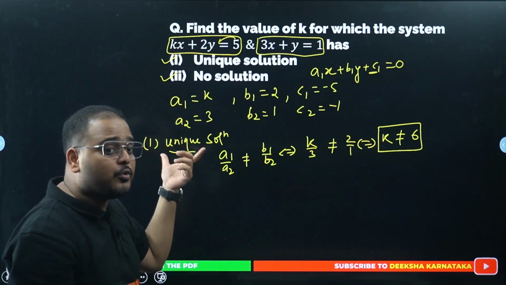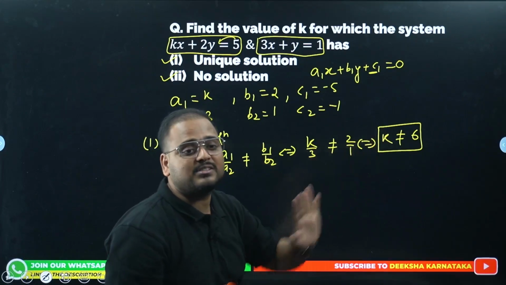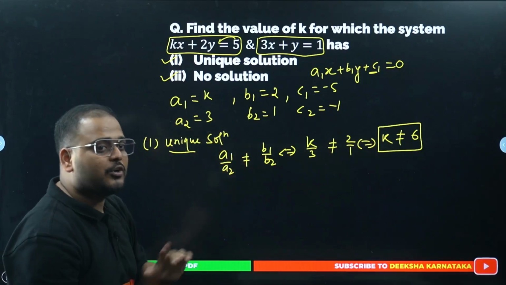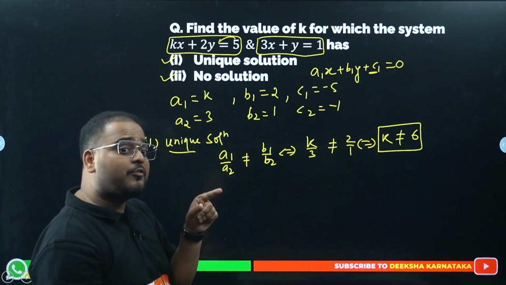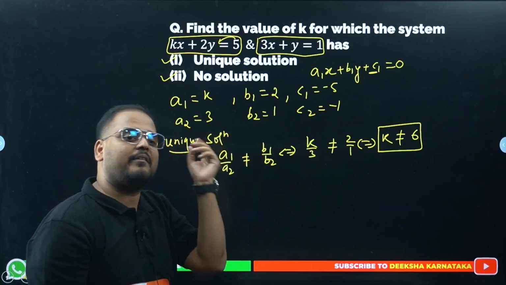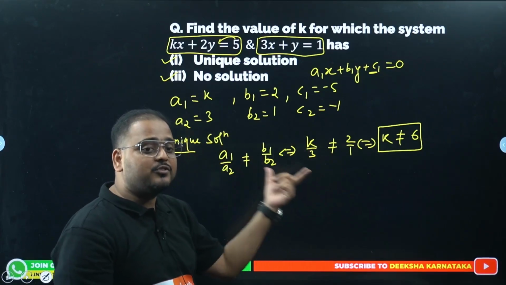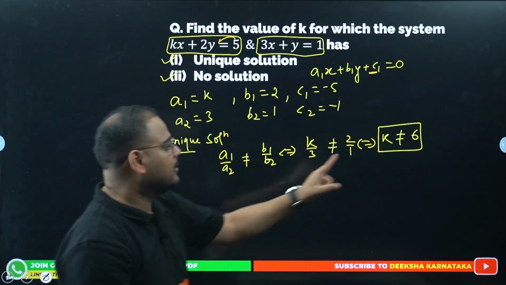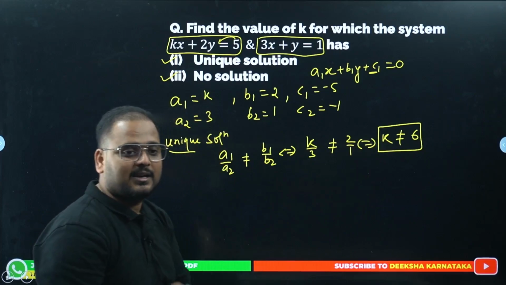So if you want to have a unique solution, you cannot have 6. If you put 6, this system will not give you a unique solution. So you'll have a unique solution for what? All the other values of k, any real value, 5, root 5, anything you take. For all the values of k, it will give you a unique solution except for k equal to 6. Next one.